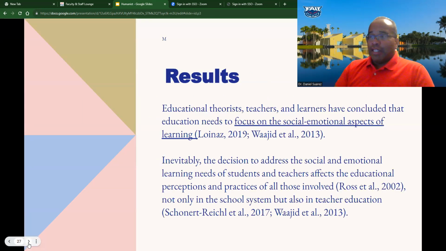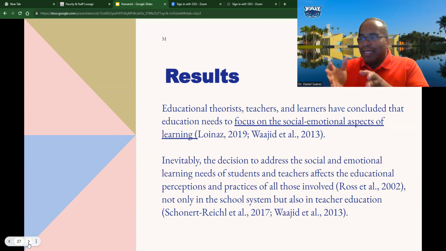Results. Educational theorists, teachers, and learners have concluded that education needs to focus on the emotional aspects of learning. Evidently, the decision to address the social and emotional needs of the student and teacher is important and needs to be effective. It has to be applied school-wide, either in higher education or, in this case, in teaching preparation for K-12 instruction.